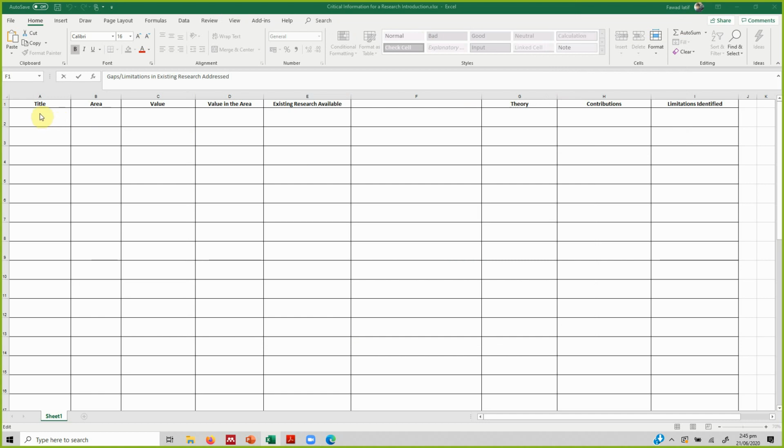As identified, you should store the title, the area, the value of that particular concept that you intend to study. Why that particular area, the concept is important in a particular area, maybe hospitality, maybe public sector organizations, maybe fast moving consumer goods, maybe any other study setting. So what existing research is available in that particular area?